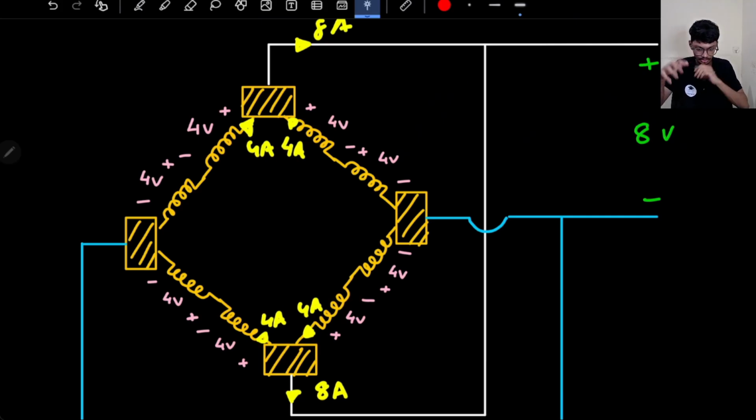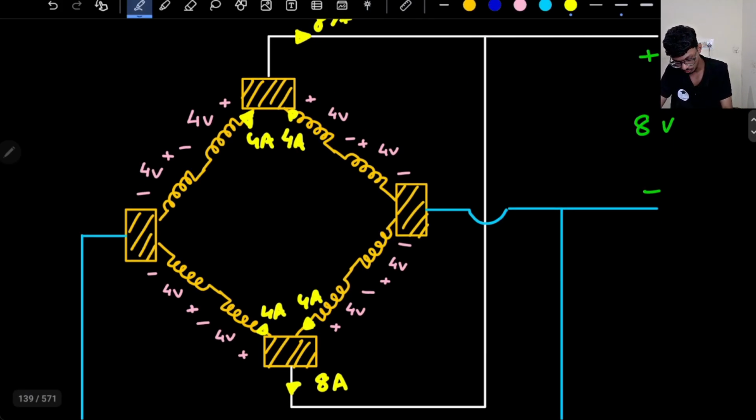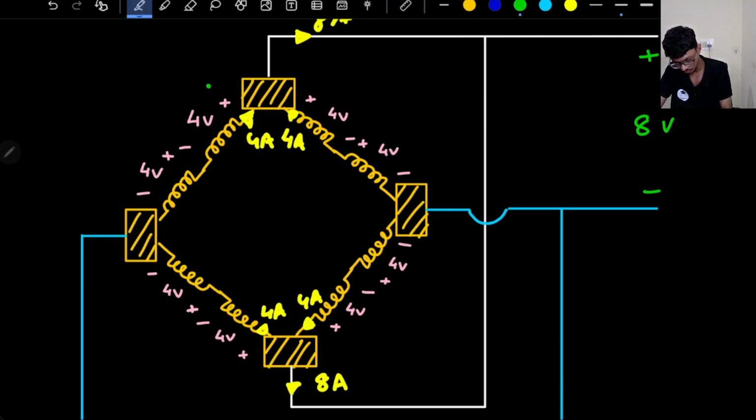For a single side, I'm just talking about the positive terminal, I see 4 parallel paths. These are the 2 parallel paths. These are the 2 parallel paths. Parallel paths.